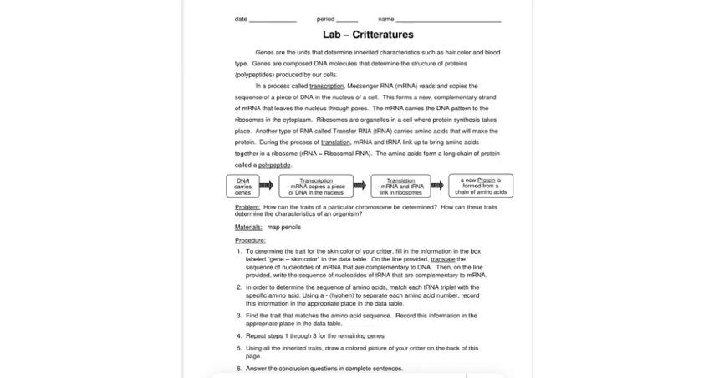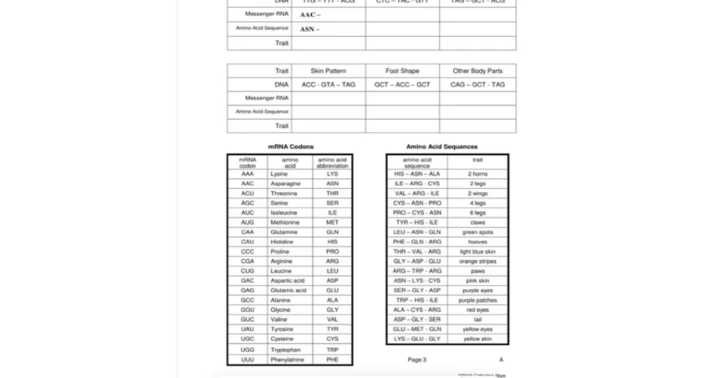Today's assignment is going to be this lab, critters. You're going to read through this. It's going to talk to you about transcription and translation, again, the 2 parts of protein synthesis. But what your formative lab is going to be on is making the creatures on the next couple of pages. Skip down to this page right here where it shows you the skin color, the eye color, the number of legs, the skin pattern, foot shape, and other body parts.